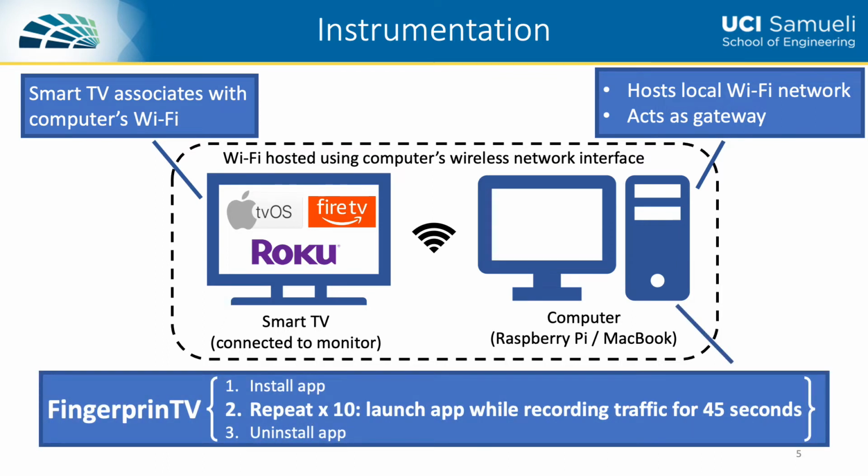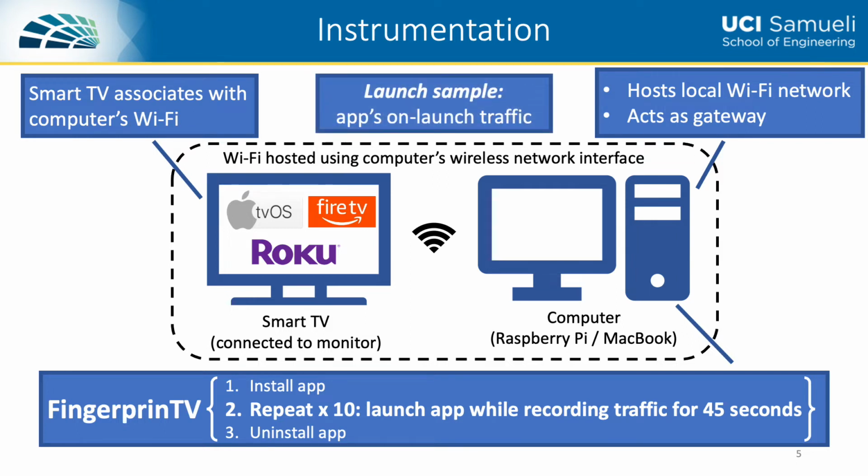Finally, we run our software, FingerprintTV, on the computer. FingerprintTV automates collection of apps' own launch traffic. For each app, FingerprintTV programmatically installs the app on the smart TV, launches the app 10 times while collecting traffic on the computer's wireless network interface, and ultimately uninstalls the app from the smart TV. In the following slides, we'll use the term launch sample to refer to a single recording of the traffic an app generates at launch.